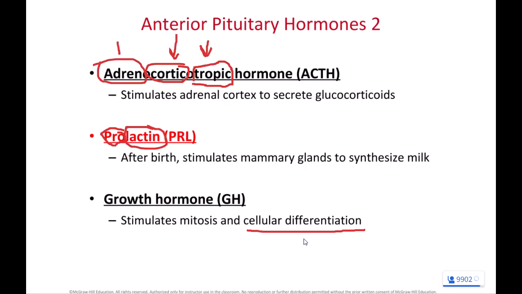We have adrenocorticotropic hormone. ACTH is going to go to the cortex of the adrenal gland, or the outer circumference. Prolactin is going to go to the mammary gland, and then growth hormone goes all over the place. So that's the anterior pituitary.